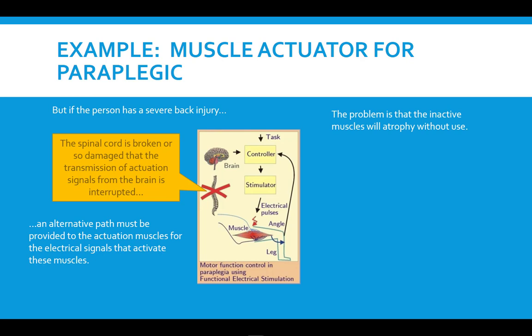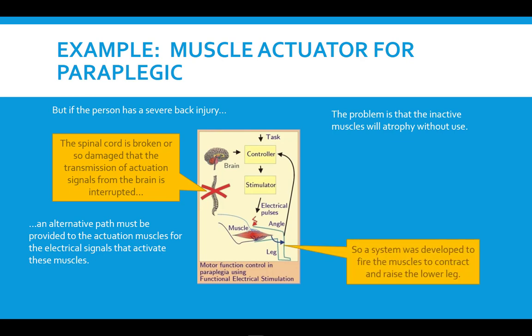What happens also with someone with paraplegia is that the lack of using the muscles makes those muscles atrophy. So there was a system that was developed at the Laboratorio di Automatica to fire the muscles to contract and to raise the lower leg.